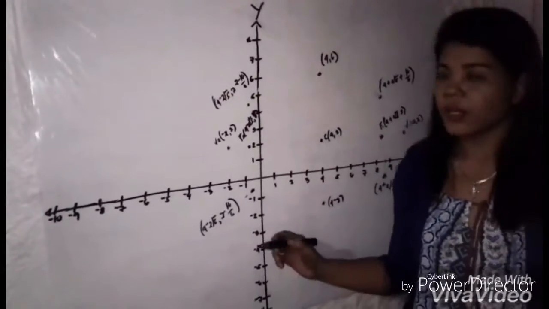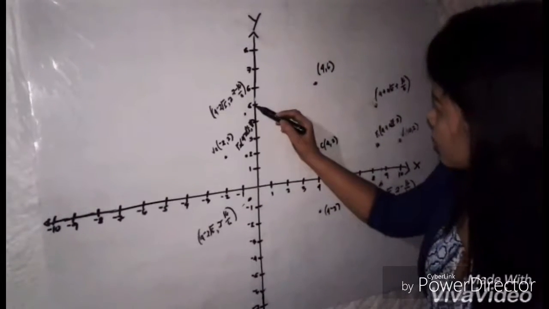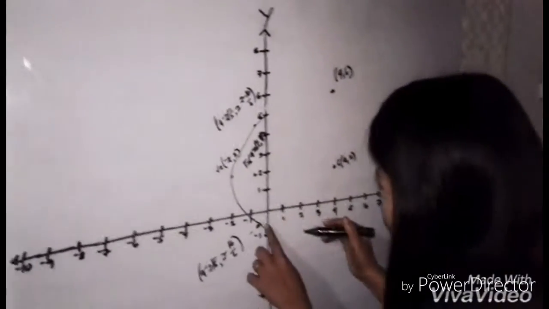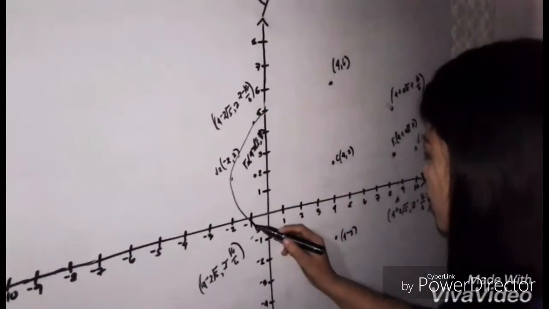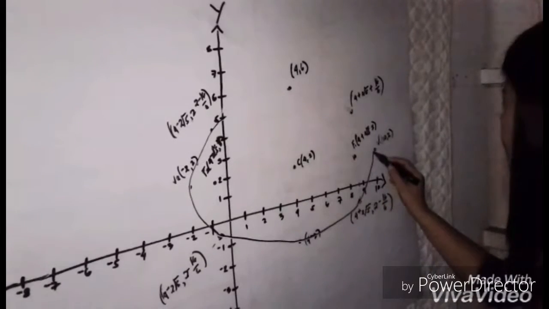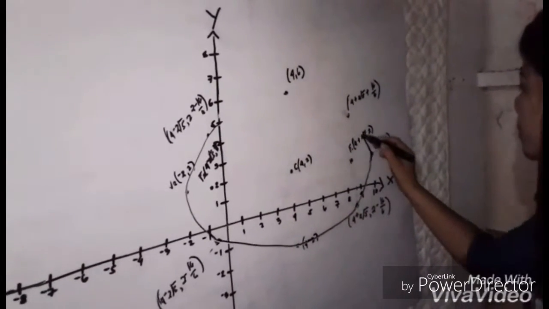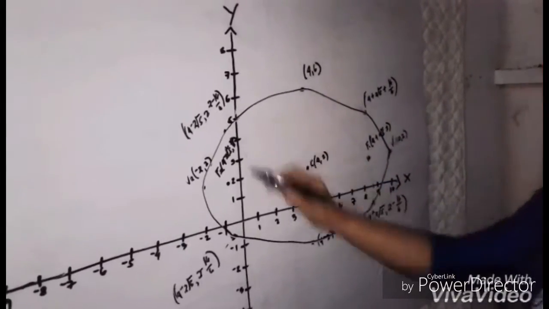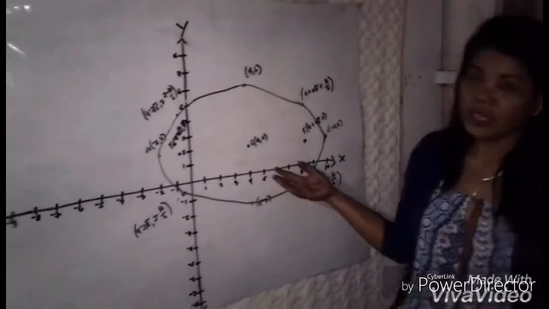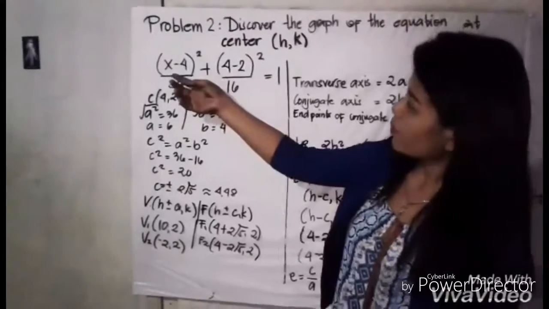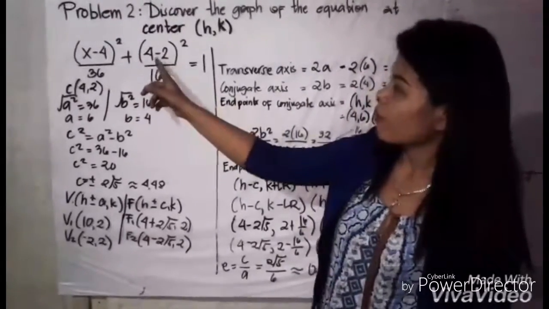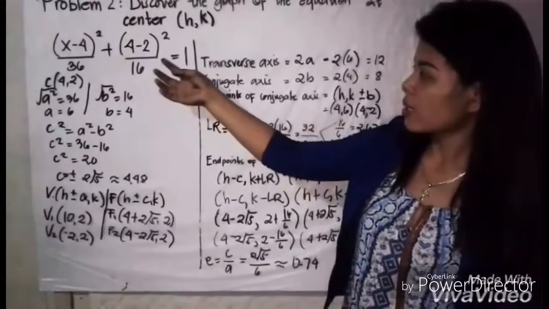Now we connect our points. And now this is the graph of the equation with center (h, k), which is (x - 4) squared over 36 plus (y - 2) squared over 16 equals 1.